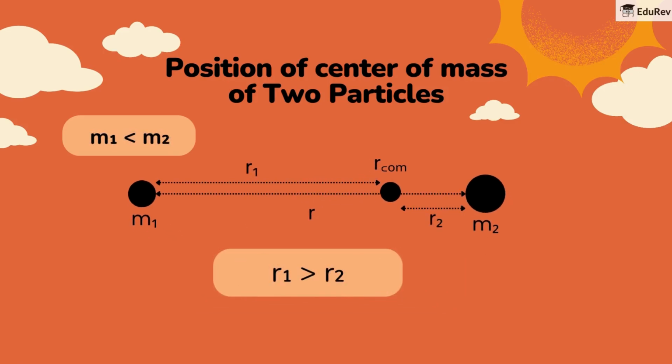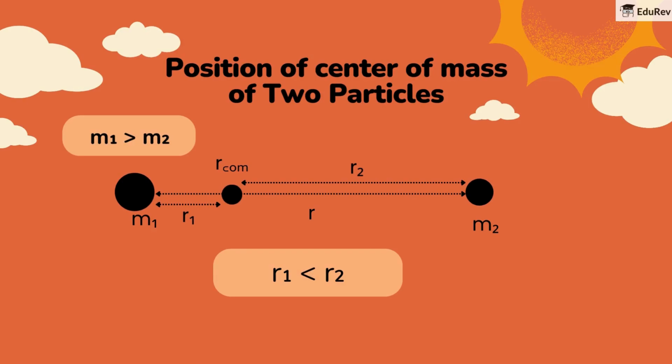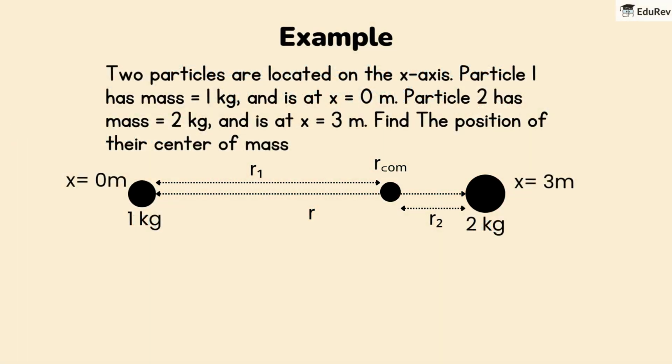If m1 is less than m2, then R1 is greater than R2. Center of mass is nearer to the larger mass. If m1 is greater than m2, then R1 is less than R2. Center of mass is nearer to the larger mass. Let's understand this with an example.